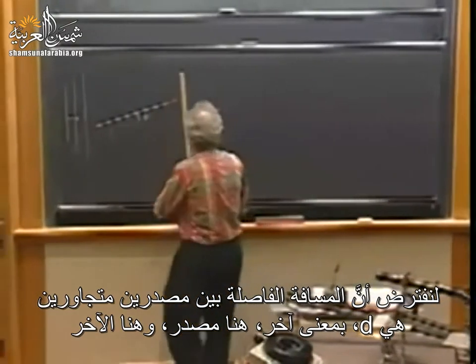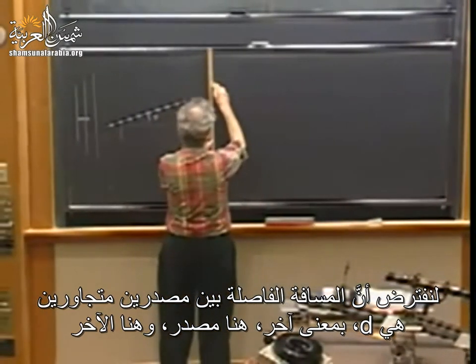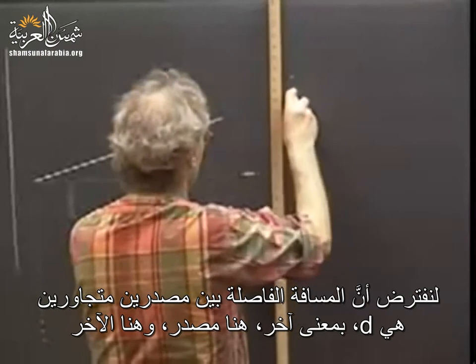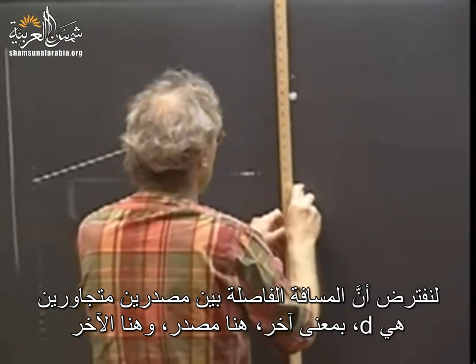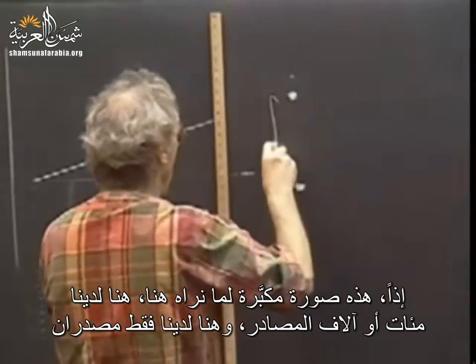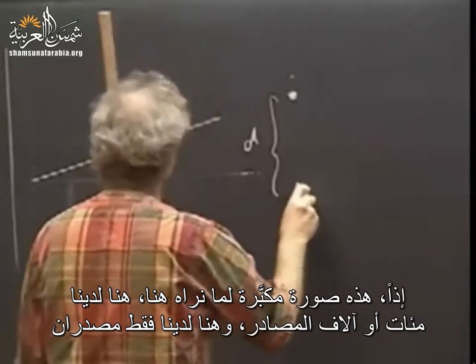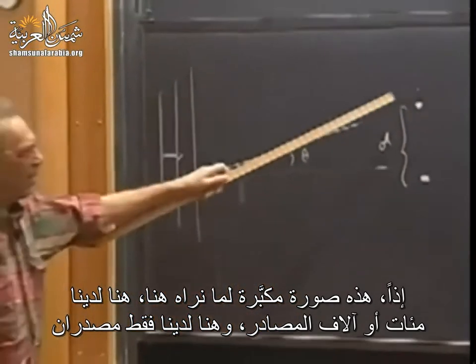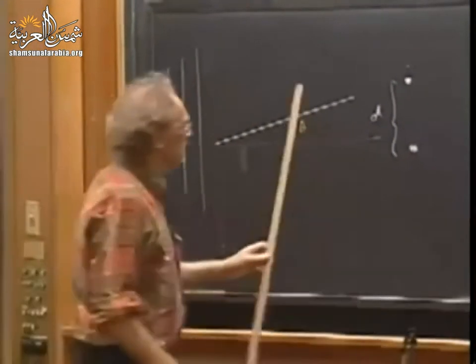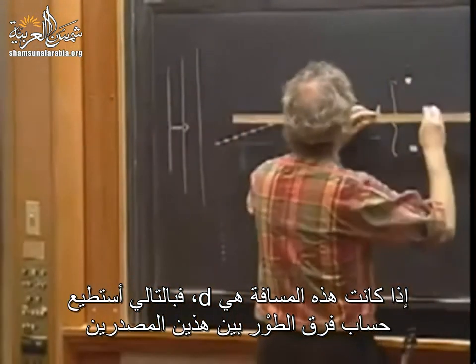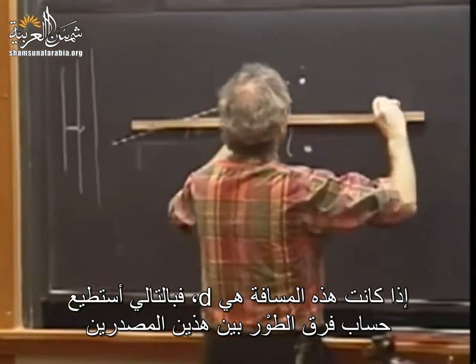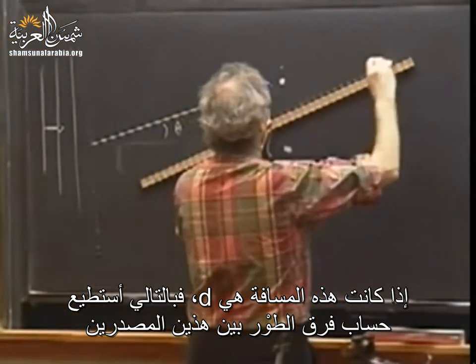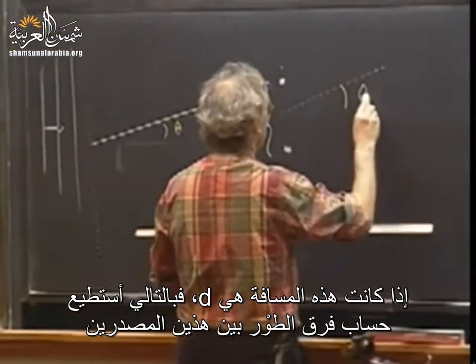Suppose that the separation between two adjacent Huygens sources is d. In other words, here is one and here is the other. So this is a blow-up of what you see here. Here you see hundreds, maybe thousands. Here I have only two. And if that separation is d, then I can calculate the phase difference between those two.